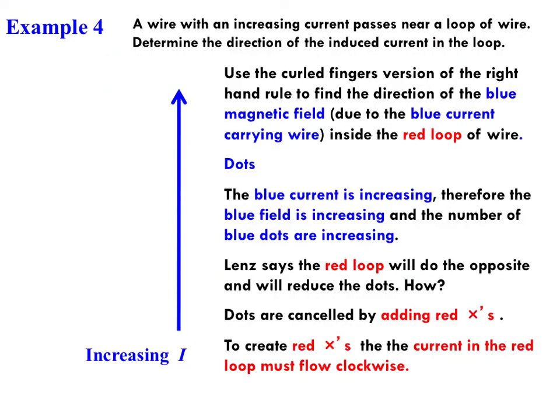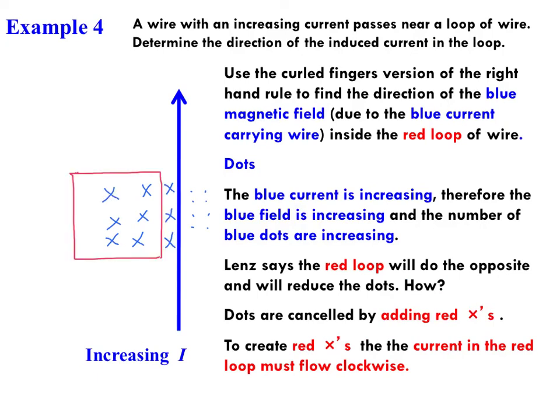So let's try it another way. Here we have a current carrying wire that is going upwards, and it has an increasing current. Okay, so that means I'm going to create a magnetic field due to this particular wire. Again, using my right hand rule, that tells us that on the right hand side it goes into the page, and on the left hand side it goes out of the page.